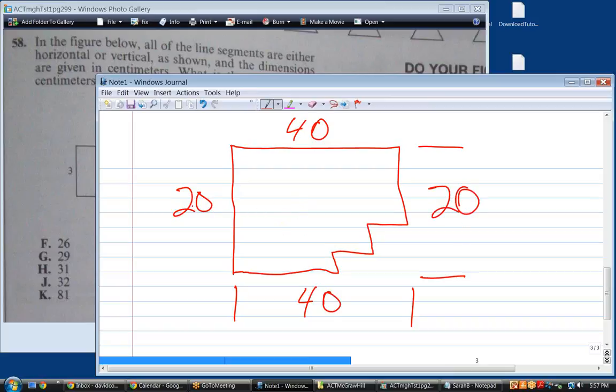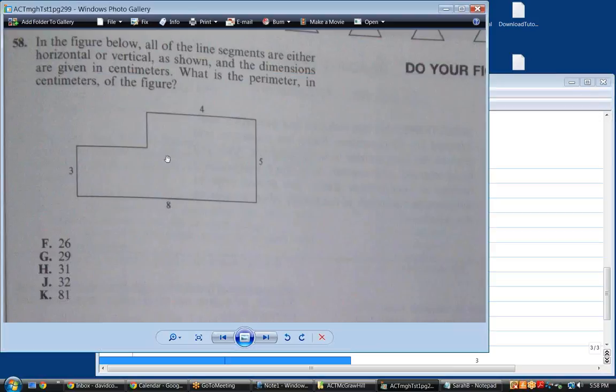of this object is 20 plus 40 plus 20 plus 40. In other words, 2 times the base plus 2 times the width. So regardless of whether it's notched or not, it does not affect the perimeter. The easier way to do this problem is to assume that it is a full rectangle. A full rectangle would be 8 by 5. That's 13 times 2, 26 immediately, without figuring out what that side is and what that side is.